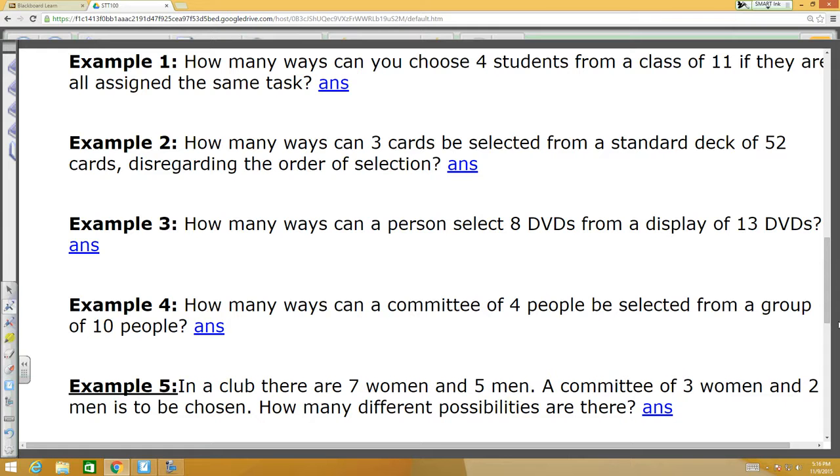I just told you if it's only selection and we don't care about the order, then it is combination. So that's how many ways you can select 4 from 11 in general. Okay?